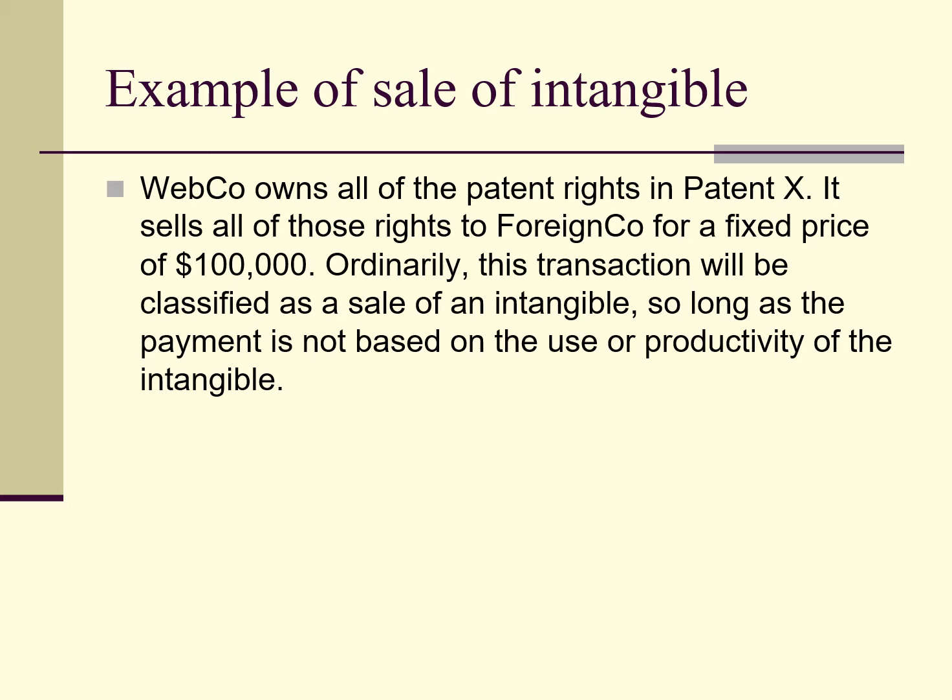Webco owns all of the patent rights in Patent X. It sells all of those rights to Fore & Co. for a fixed price of $100,000. Ordinarily, this transaction will be classified as a sale of an intangible so long as the payment is not based on the use or productivity of the intangible.